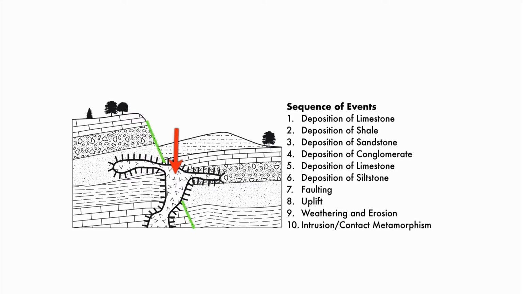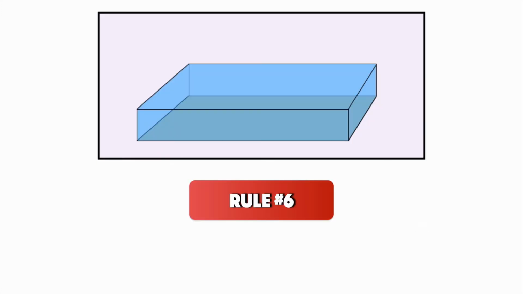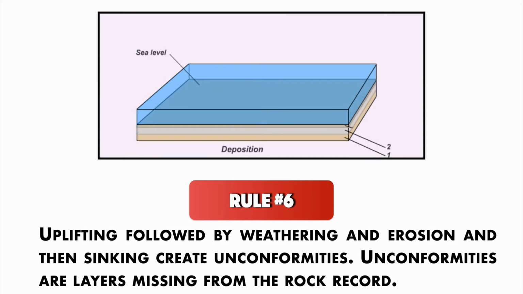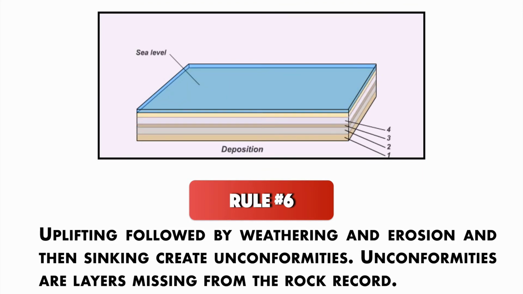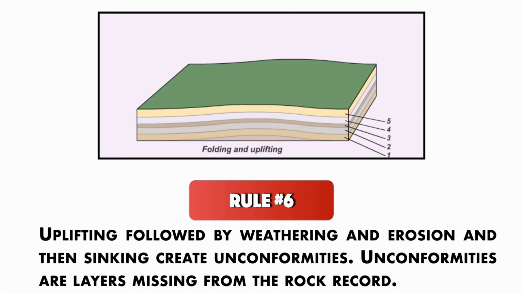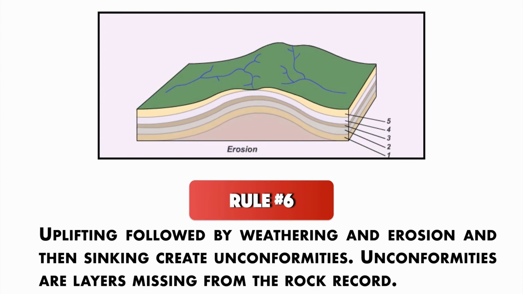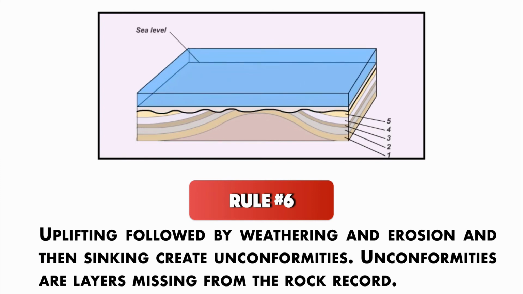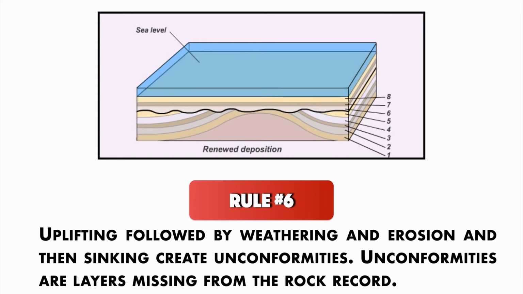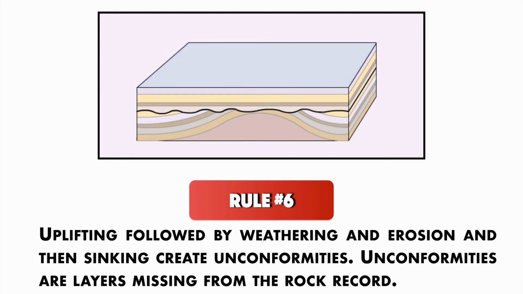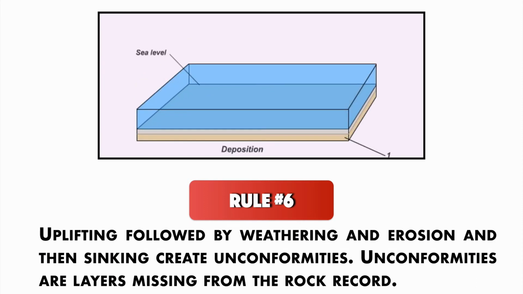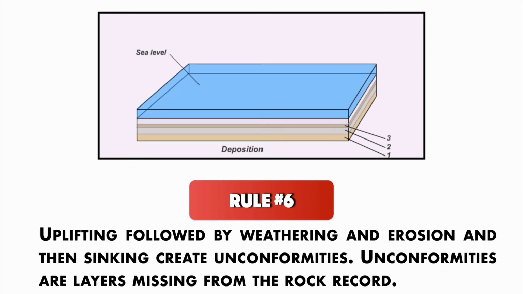All right, rule number 6. Uplifting followed by weathering and erosion and then sinking create unconformities. Unconformities are layers missing from the rock record. An unconformity is like pages missing from a book. If I gave you a book and told you to read it, but I ripped out the middle, you had the beginning, you had the end, but you missed the meat of the story, you'd be pretty confused. So an unconformity is really exactly that in geologic history. Something happened to erase the middle.